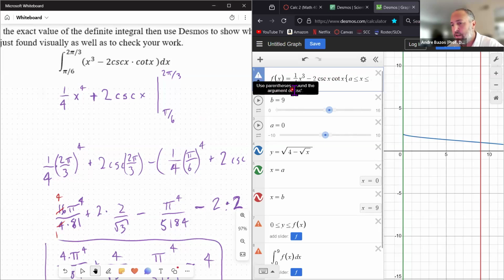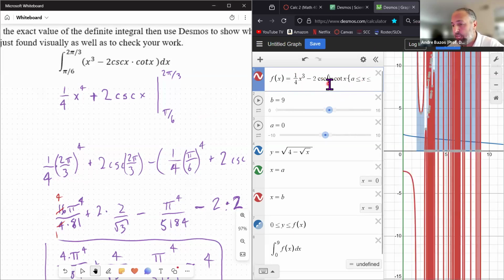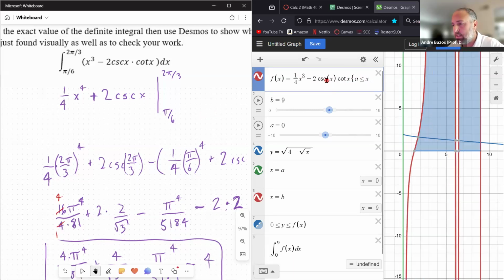So if we come over here, use parentheses around cosecant. It wants to know what you're taking the cosecant of, which is this. All right.